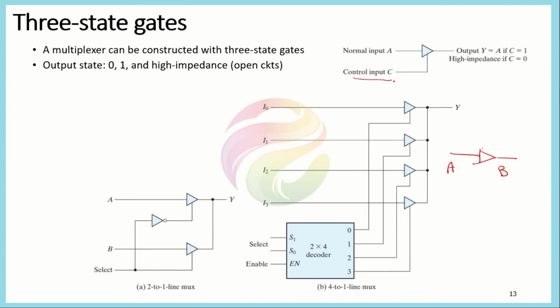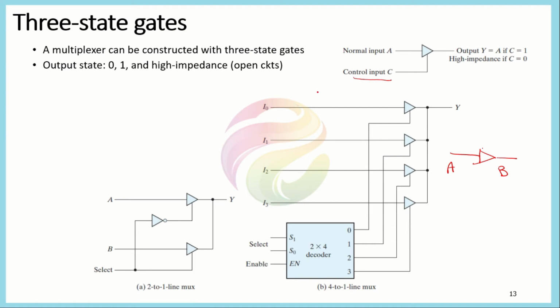When C is equal to 1, the output Y would be equal to A, and the system will behave as in normal operation. When C is equal to 0, we would have a high impedance state at the output. When Y is in the high impedance state, its value represents neither 0 nor 1. It is behaving just like an open circuit.